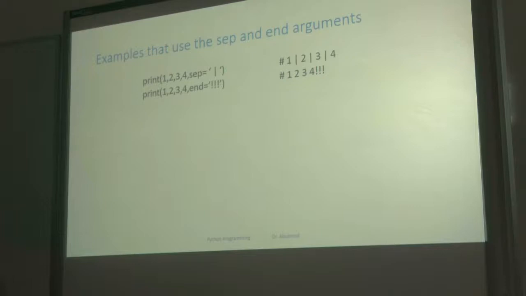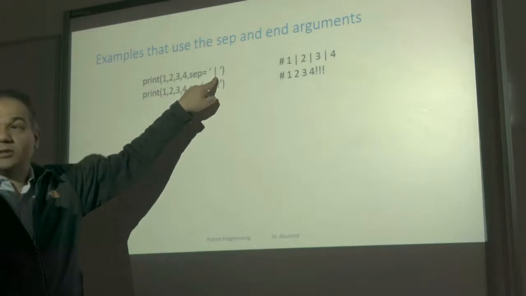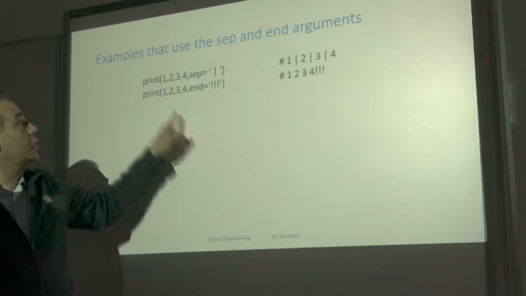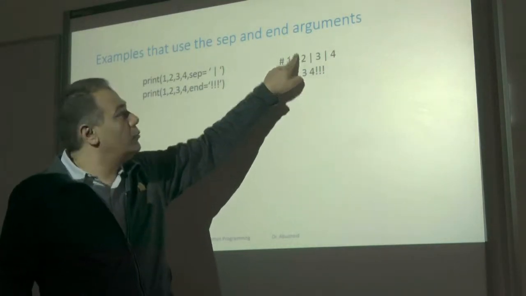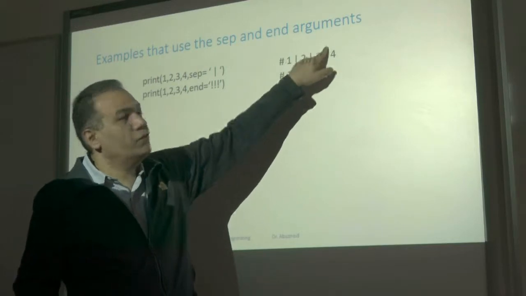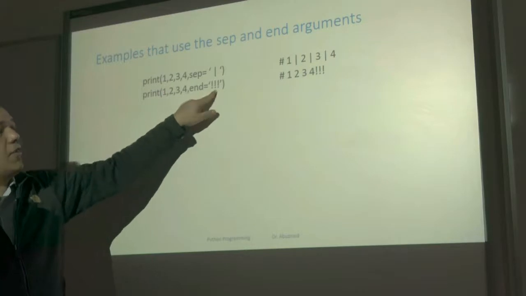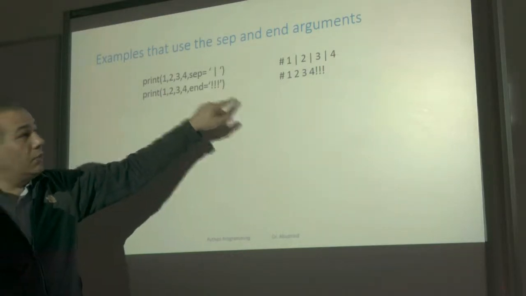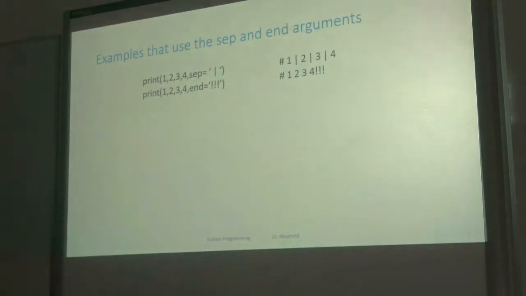I think that's a repetition. So look in here. What I did in here, I changed the separator to what? To a vertical line. So when I print it, instead of having a space, it put a vertical line between the items. And here what I changed was the end. By default it is what? A new line. But now I changed it to three exponential letters. And so on and so forth.